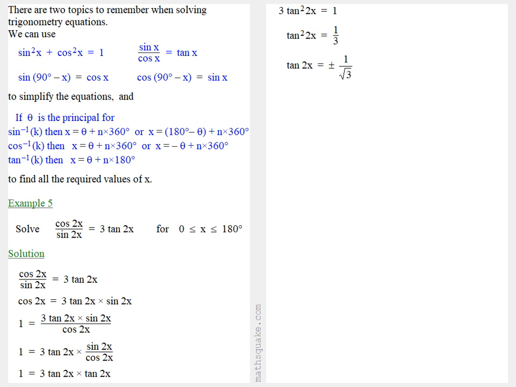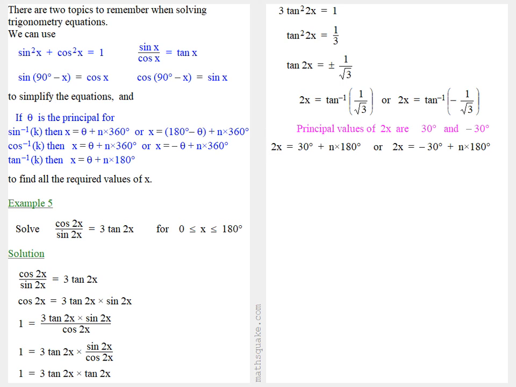So if we take the inverse tangent, we get 2x is equal to the inverse tangent of 1 over root 3, or 2x is equal to the inverse tangent of minus 1 over root 3. And the principal values of 2x are 30 degrees in one case and minus 30 degrees in the other. So our general solutions are 2x is equal to 30 degrees plus n times 180 degrees, or 2x is equal to minus 30 degrees plus n times 180 degrees.